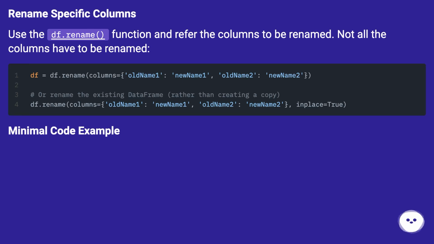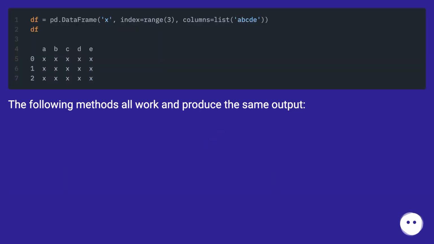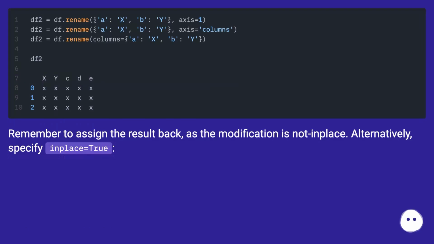Minimal code example. The following methods all work and produce the same output. Remember to assign the result back, as the modification is not in place. Alternatively, specify inplace=True.